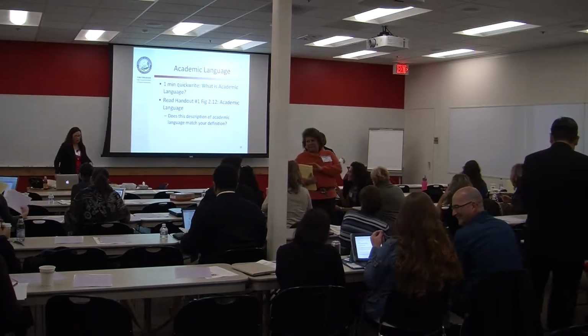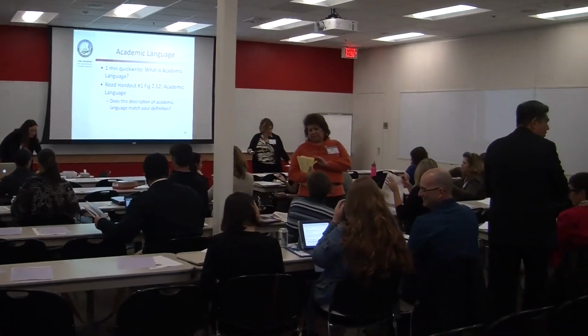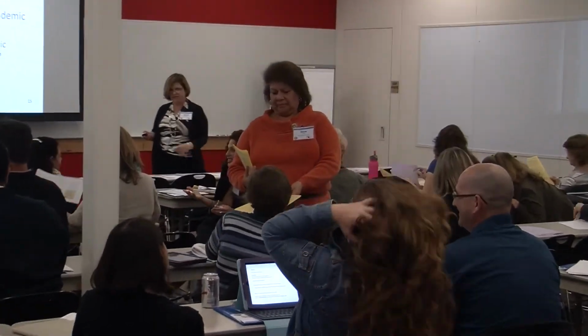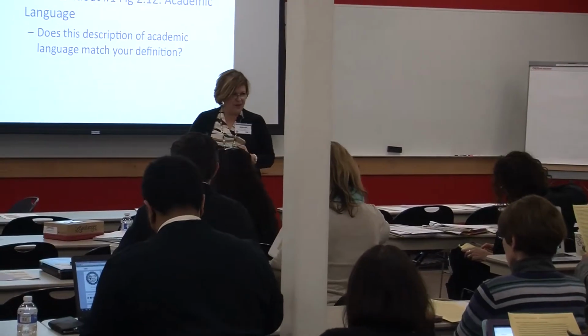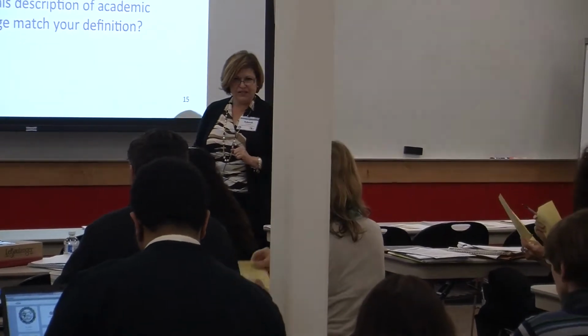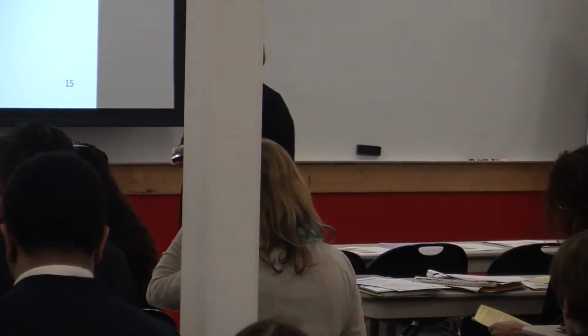So what I'd like you to read, you're getting a handout that is yellow. So you're going to go to figure 2.12. And here's your purpose for reading. It's going to be a very quick glance at the text. Your purpose for reading is how does the framework's description of academic language match up against your definition of academic language? Right? Your purpose for reading is to compare how the framework's definition of academic language matches up to your definition of academic language.